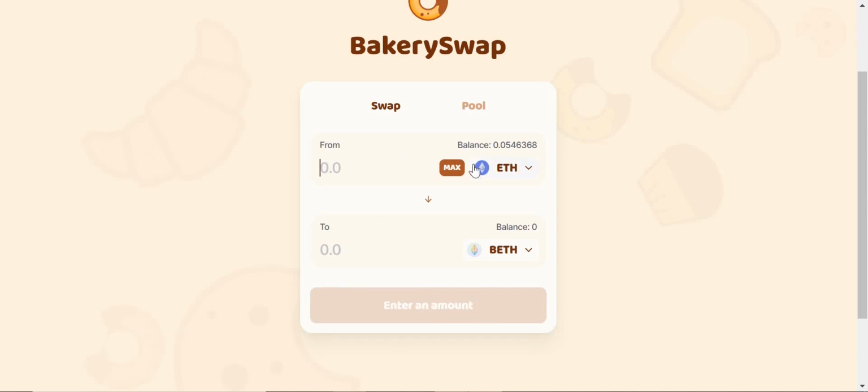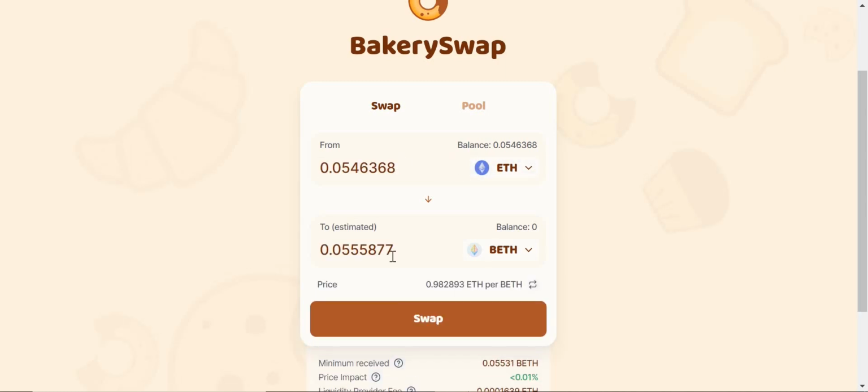So what I'm going to do is take my Ethereum and convert it into bETH. And what you'll notice is, there we go, the exchange rate is 1.0174 bETH per ETH. So essentially, I'm making an extra 1.7% on any ETH I transfer over. If you're doing large amounts of ETH, that is definitely worth doing.